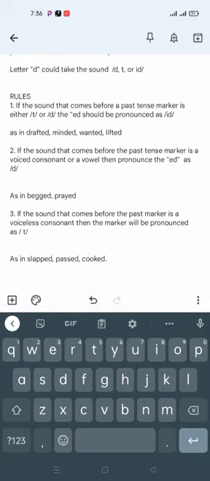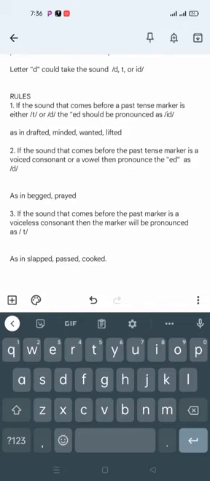And rule number 3, the last rule for today: if the sound that comes before the past tense marker is a voiceless consonant, then the marker will be pronounced as /t/. An example of a voiceless consonant is the sh sound. So when you have a word taking the sh sound and you have ed at the end, then the ed there is pronounced as though it's a t. So the ed takes the sound /t/.